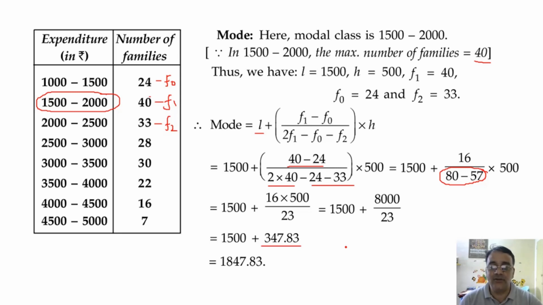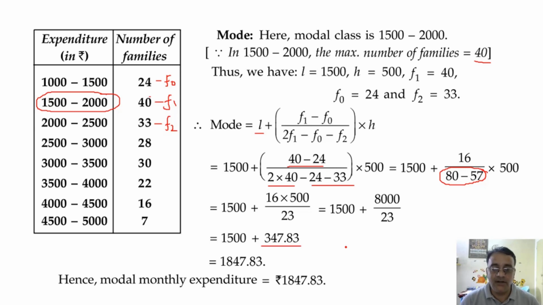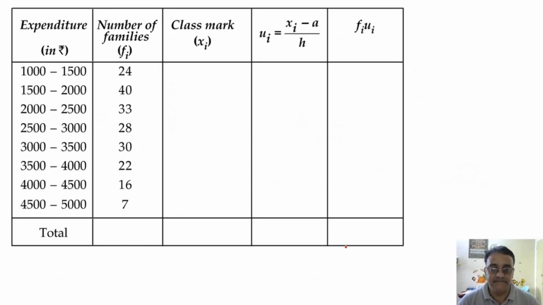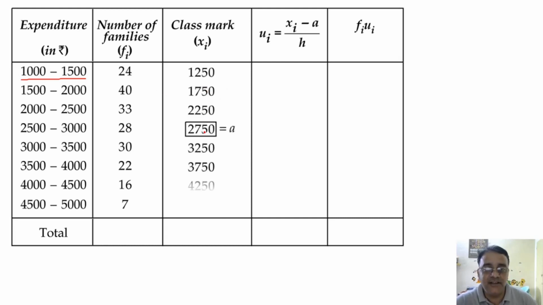Now we have to calculate the mean also. So we got the modal monthly expenditure equal to rupees 1,847.83. For the mean, I would like to go for the step deviation method because the numbers are big here and the class size of all the classes is the same. So first class mark is 1,250. Now keep adding 50, so we'll get this one.